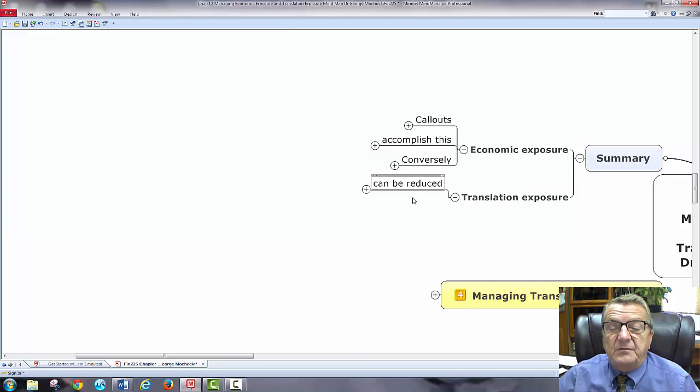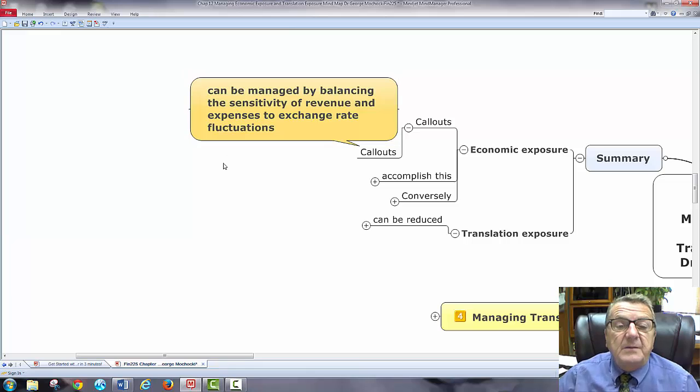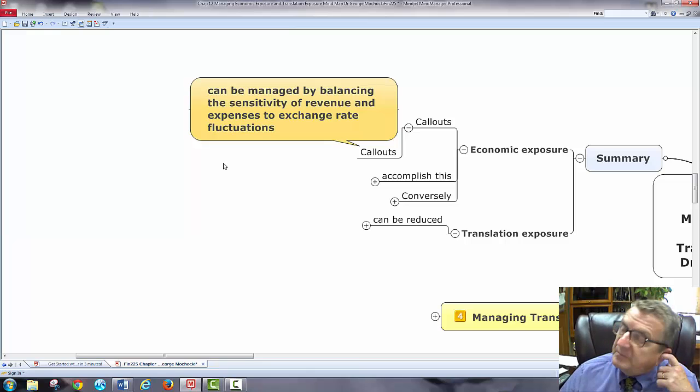In summary, I only have a few call-outs. Economic exposure, this was a short chapter, can be managed by balancing the sensitivity of revenues and expenses to the exchange rate fluctuation. I can manage it. When I say manage it, my brother's a diabetic, so he's managing his sugar intake. He eats something else, he's always adjusting, and that's what you have to do when you're a financial manager.